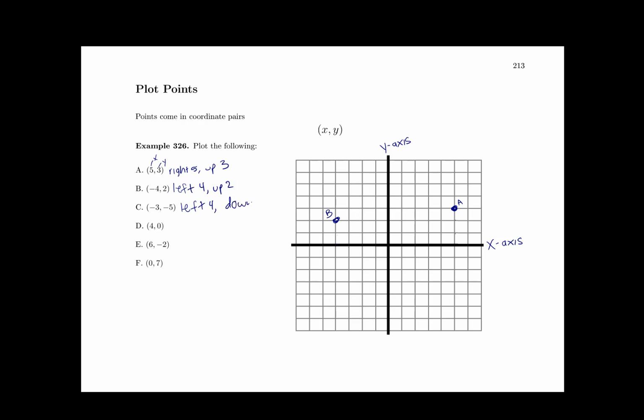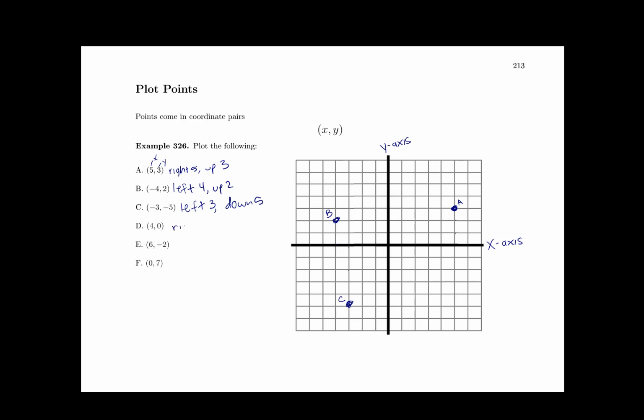For negative 3, negative 5, that means we're going to go left 3 and down 5. I'm sorry, I am mixing all my numbers up. Left 3. So left 3, down 5. 1, 2, 3, 4, 5. So that's C. For D, it's 4, 0.